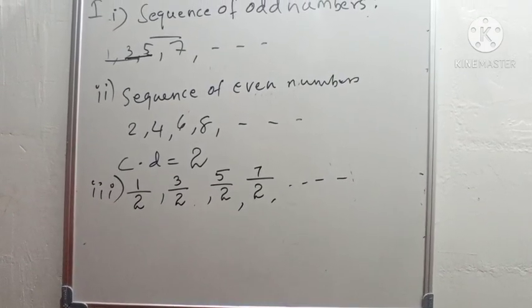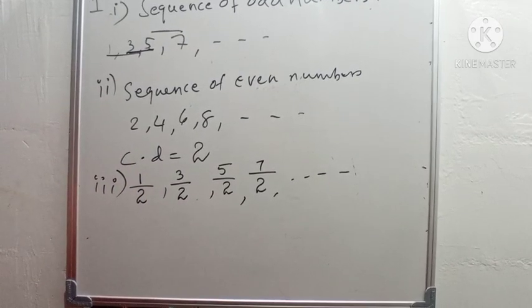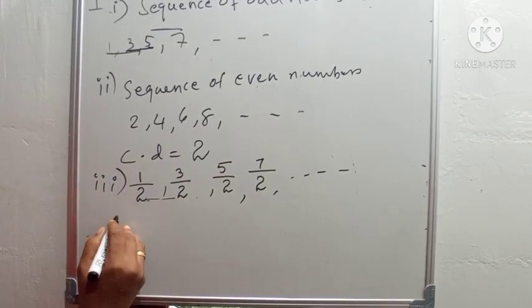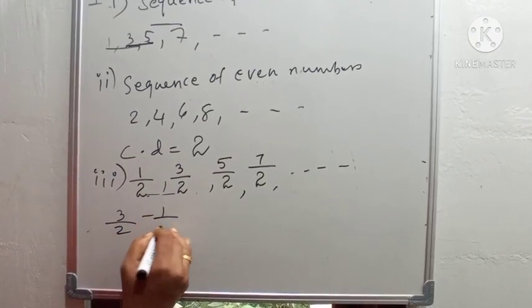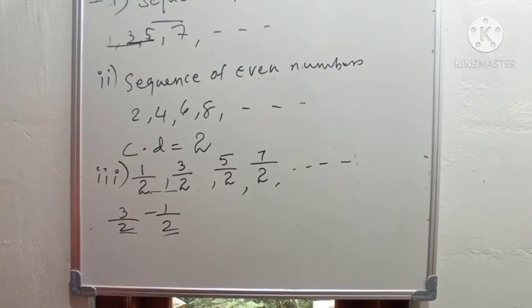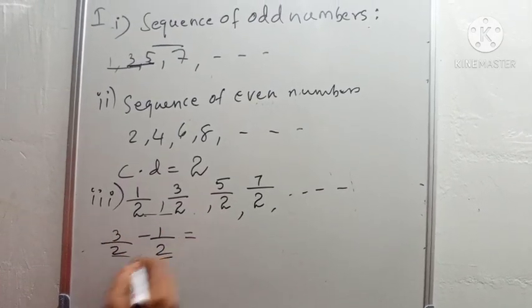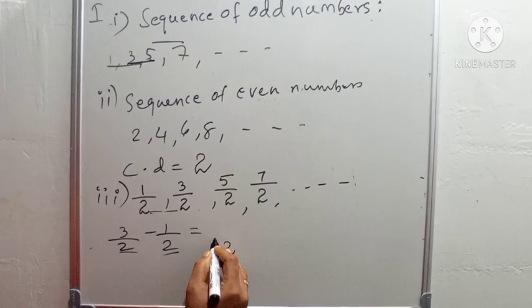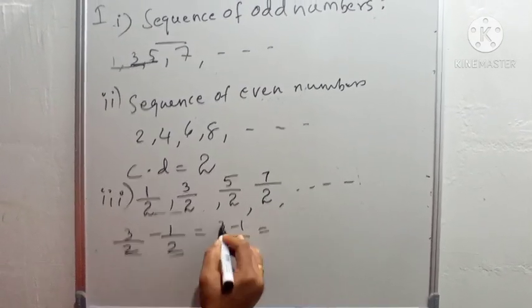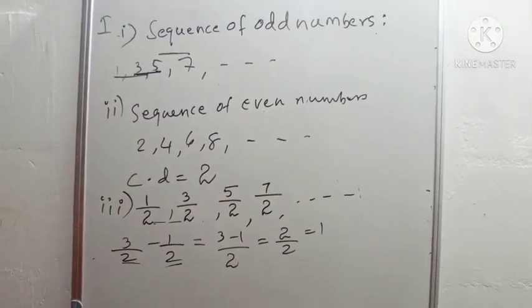Let us check. See, if there exists a common difference, then it is called an arithmetic sequence. So, what is the difference between the first and second term? That is 3 by 2 minus 1 by 2. Okay, since the denominators are the same, we can subtract these two fractions. Write the same denominator and subtract the numerators, that is 3 minus 1. What is 3 minus 1? 2. 2 by 2 is equal to 1.